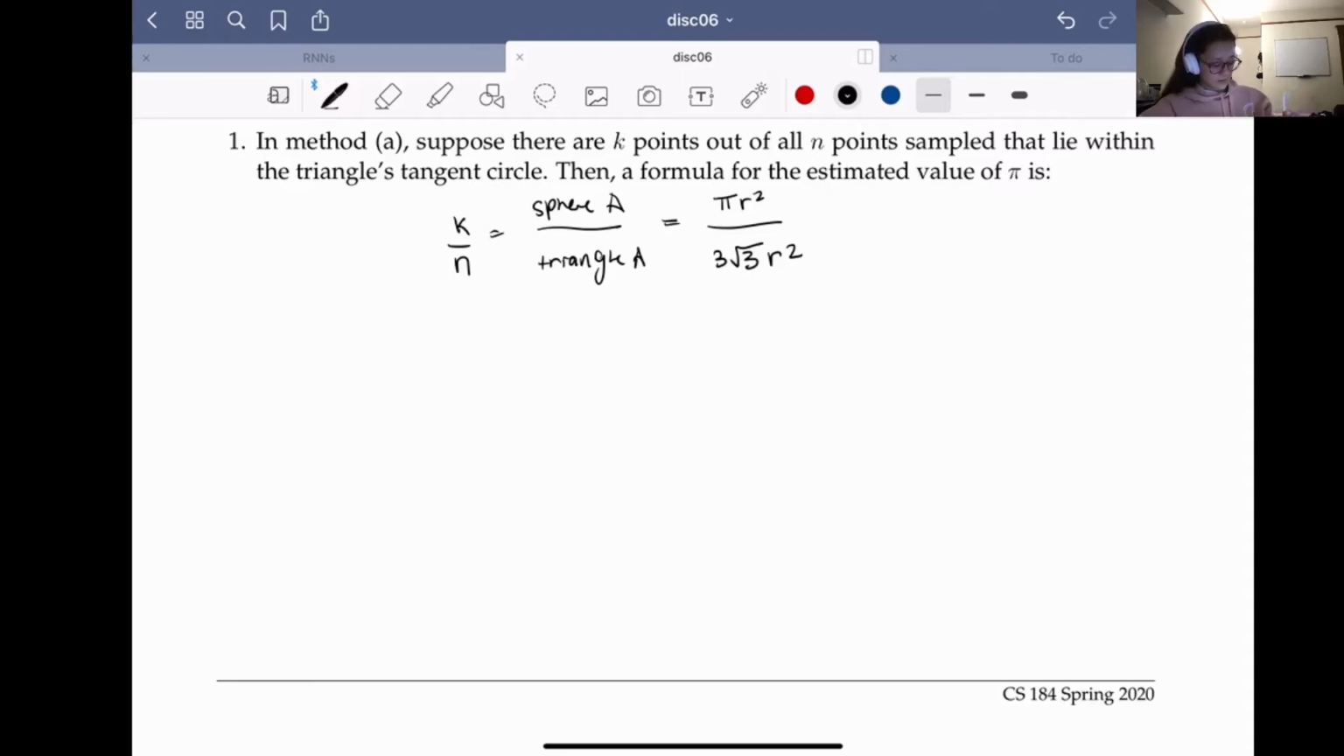So let's simplify. Pi. Okay, so now as you can see, if we just repeat this process and keep sampling, this will give us this value here, which should become an estimate of pi.